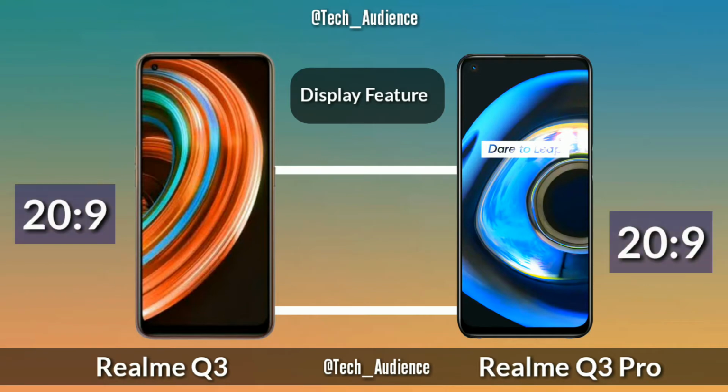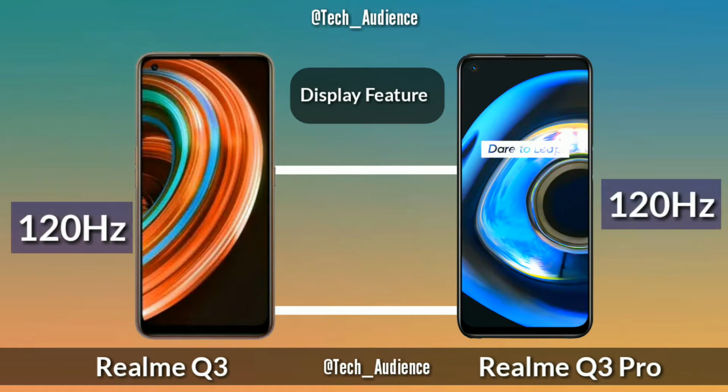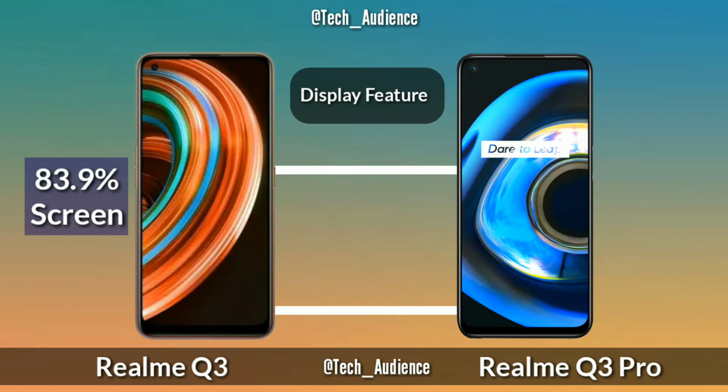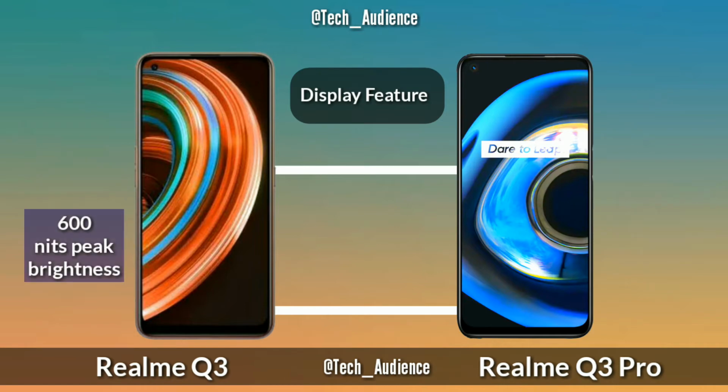The Realme Q3 and the Realme Q3 Pro both devices have 20:9 aspect ratio. The Realme Q3 and the Realme Q3 Pro both devices have 120Hz refresh rate. The Realme Q3 has 405 ppi while the Realme Q3 Pro has 409 ppi. The Realme Q3 has 83.9% screen while the Q3 Pro has 85.9% screen to body ratio. The Realme Q3 and the Q3 Pro both devices have 600 nits of peak brightness.